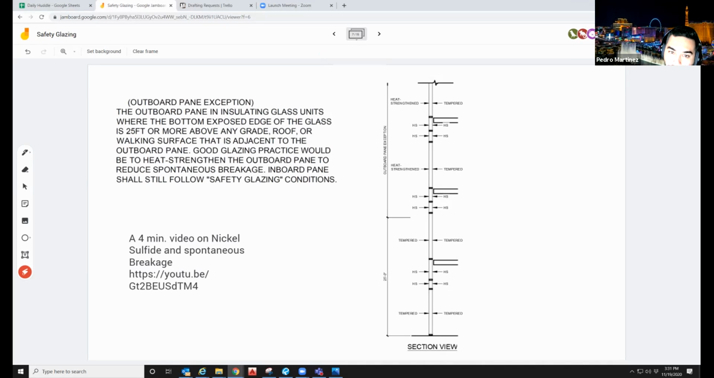Balcony, would that be the walking surface? Yeah, very good. So where was that? Above any grade, roof, or walking surface. So if you have a stepped building, every 2 floors or so, you're essentially just going to be tempering all of your outboard panes. So, all right, let's move on to slide 8.